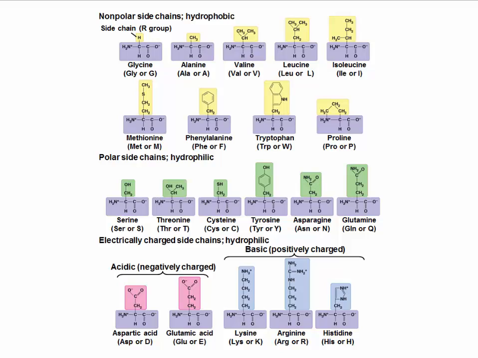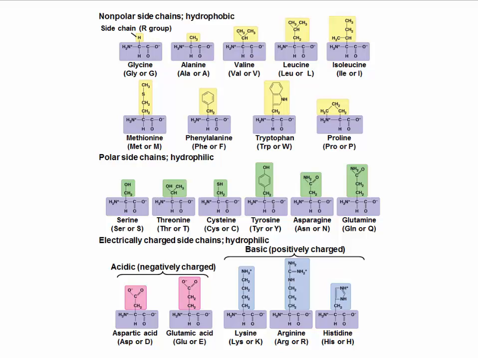And then you can have electrically charged, oh, and then there's another row at the bottom too. But we're not thinking of those so much, but we're looking at the electrically charged side chain. So those would be hydrophilic too. They're not polar, they're electrically charged. And those would be serine, threonine, cysteine, tyrosine, asparagine, and glutamine.